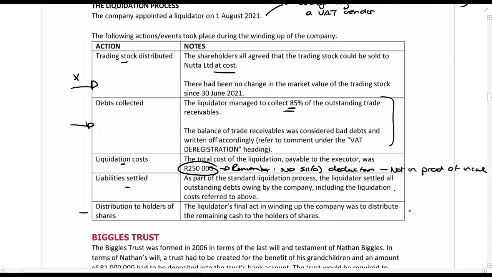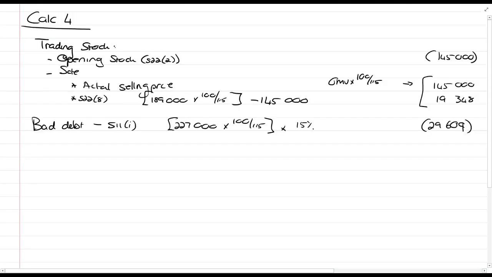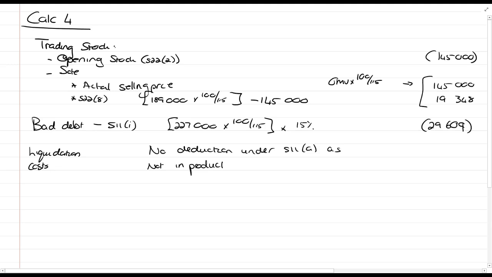Okay. Then the liquidation cost of 250,000. And we have a comment here. Remember, we can't claim a deduction for it because it's not in the production of income. And that is correct. Liquidation costs: no deduction under section 11(a) as not in the production of income. And that's it. If we add up everything here, we'll have 10,261 as an assessed loss.